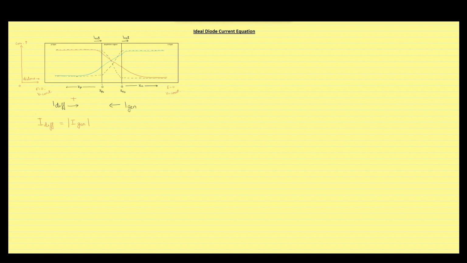Now, it is observed that when we apply an external voltage, there is actually no significant effect on the generation current, but the diffusion current increases by a factor of exponential q into V external divided by kT, where V external is the applied external voltage.